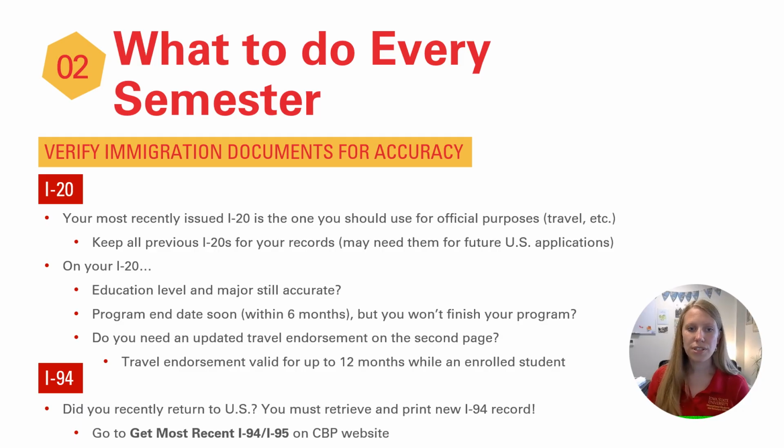Another important immigration document to check each semester is your I-94. This document verifies what status you entered the country in. It is important to check all information on your I-94 for accuracy, such as making sure your name matches your visa and I-20, and the last date of entry reflects your latest travels. This document is updated every time you travel and return to the U.S. If something is not accurate, please reach out to your international advisor for further instruction. You must retrieve and print a new I-94 each time you return to the U.S. You can retrieve this document yourself on the CBP website by selecting Get Most Recent I-94, I-95.